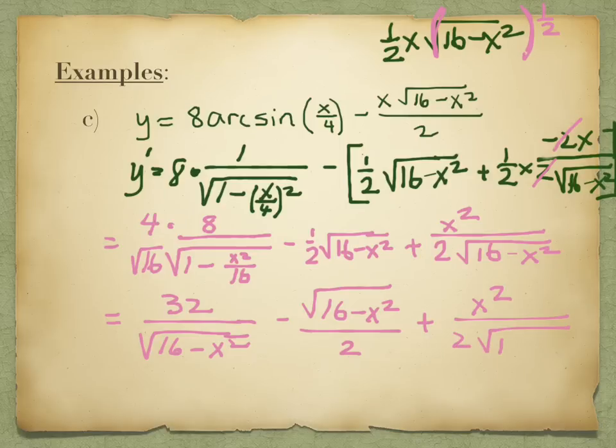So what will my common denominator be? What the last one is. Yeah, it's the last one, isn't it? I have a 2 because it's in there a couple times, and I've got the square root 16 minus x squared. So the first fraction, 32 over the square root 16 minus x squared, what will it be multiplied by? 2 over 2.